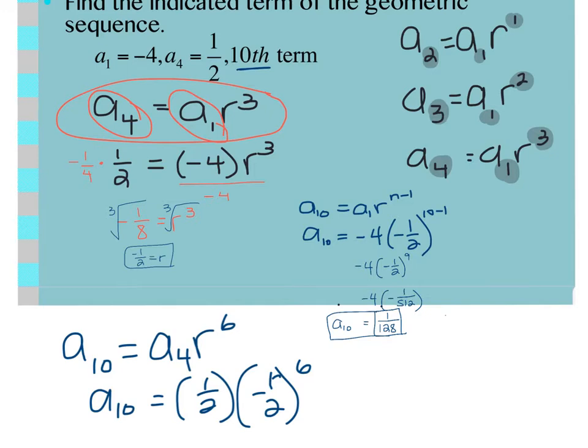Either way, you just have to find r again. To begin with, you've got to know r. You've got to know a starting point and the r. If you don't have the r, they're going to give you at least 2 terms to figure out what that is.